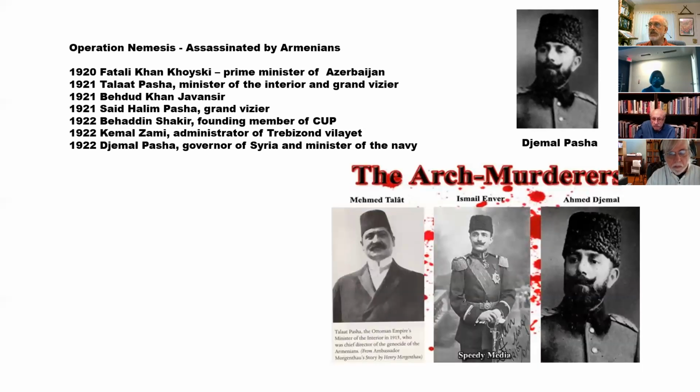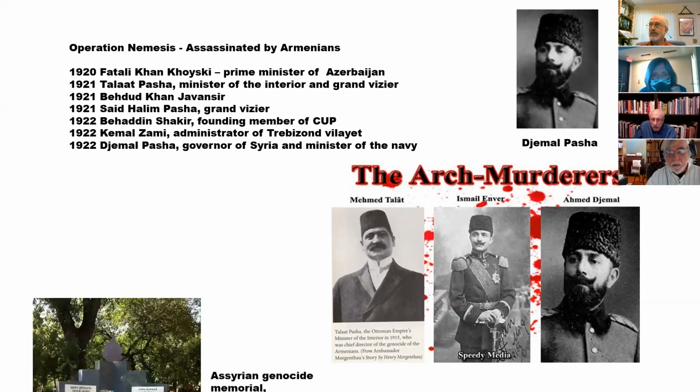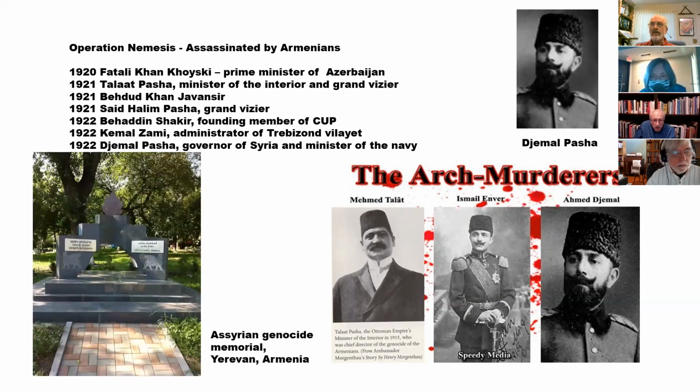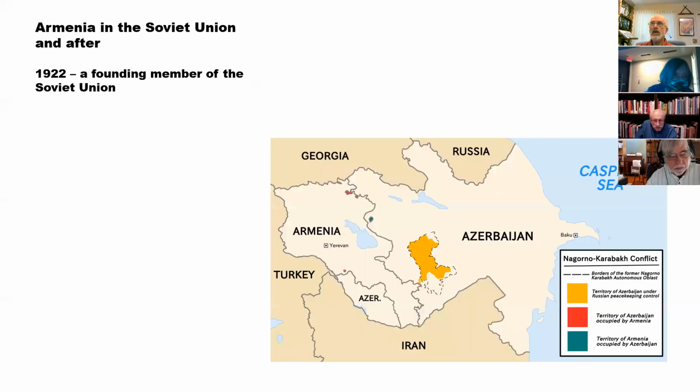And again, the Armenians have been very good with their publicity, and the Turks have not been such good counter publicity. And here is this thing of, quote, the arch murderers, the three guys. We saw two of them in that movie. In Yerevan, the capital of Armenia, here is an Assyrian genocide memorial.